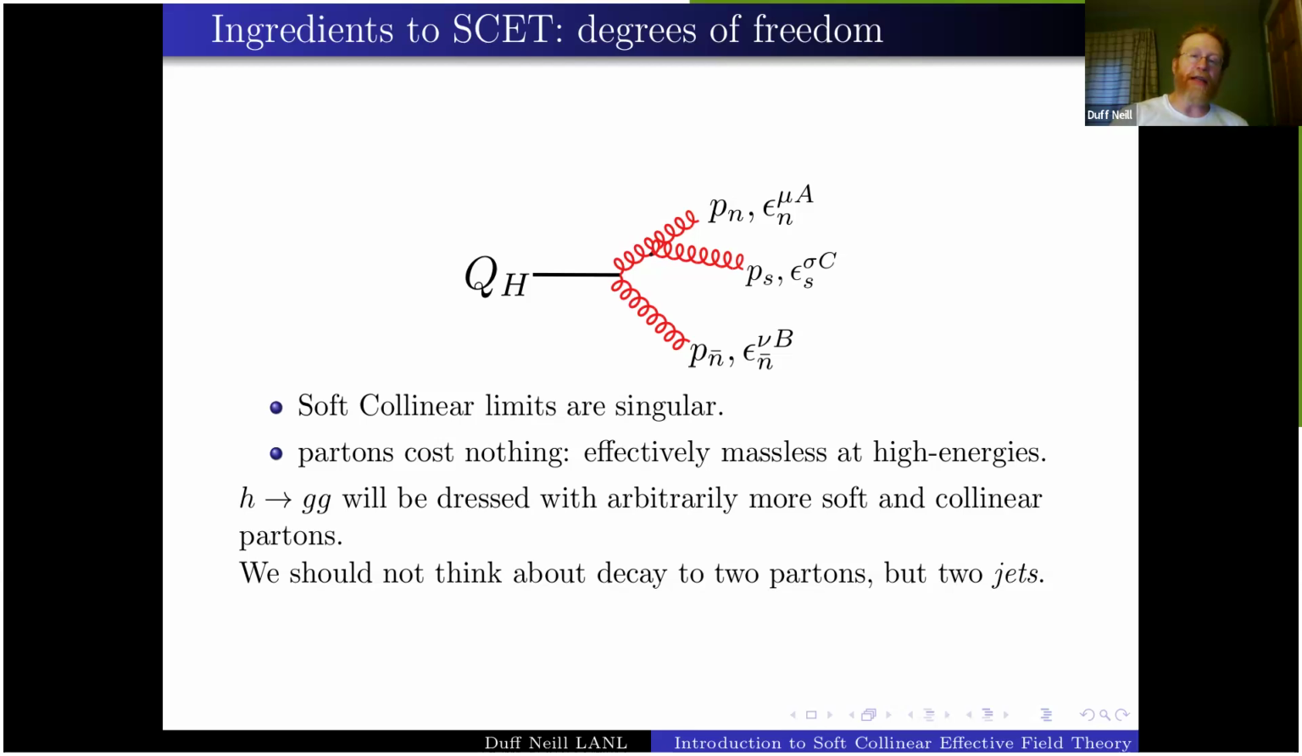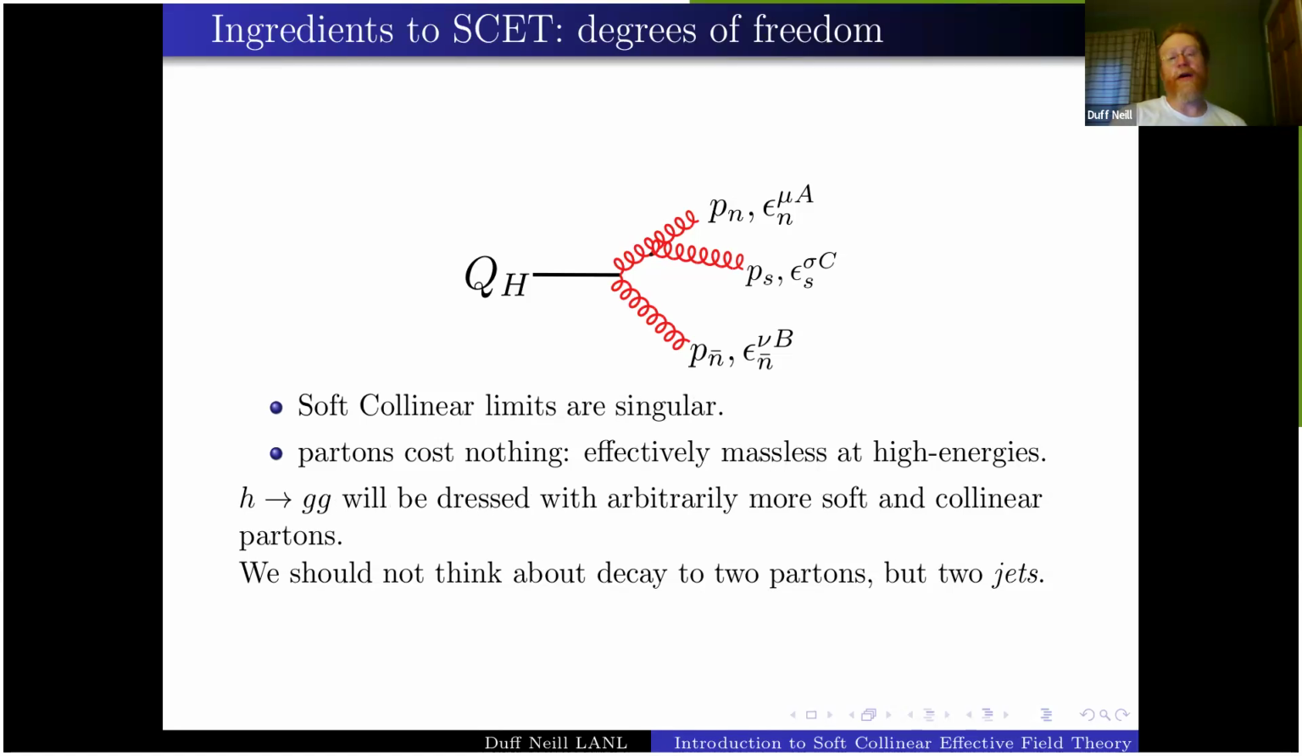Therefore, you can come to the conclusion that if I started with a process which was just Higgs goes to 2 gluons, as that process evolves in time, then it should be dressed with arbitrarily more soft and collinear partons. And that's coming, like I said, out of these two reasons. One, there is enhancement to the phase space of the production of these soft and collinear partons. In other words, it's a singular process in QCD. And next, it costs nothing.